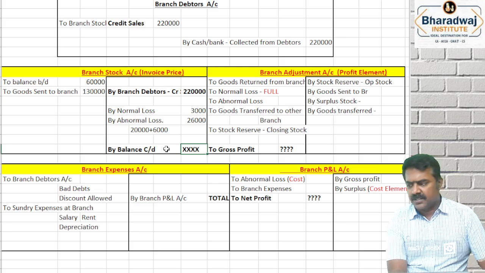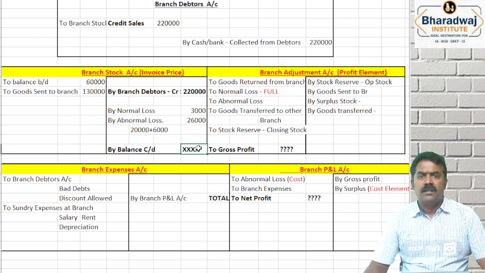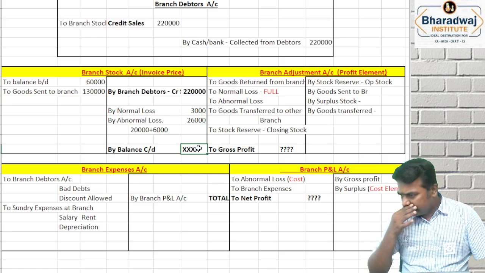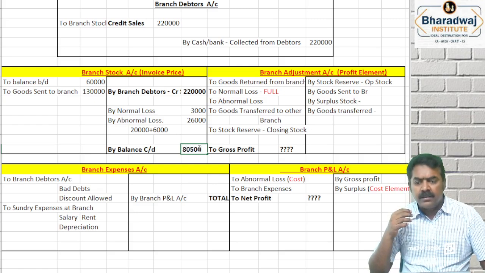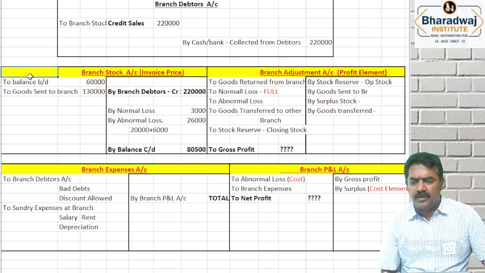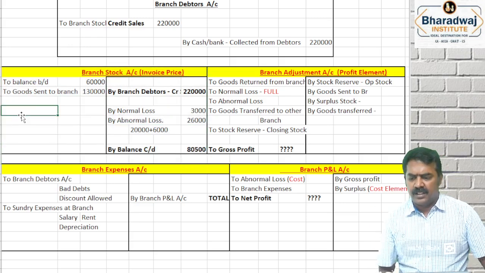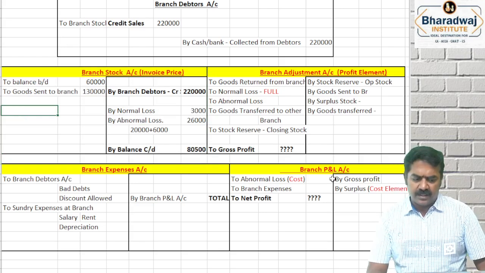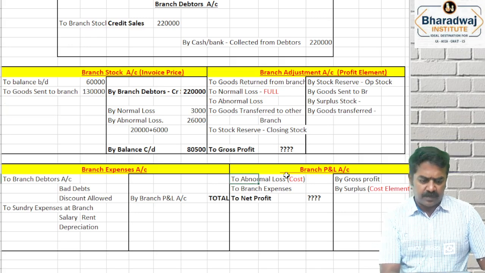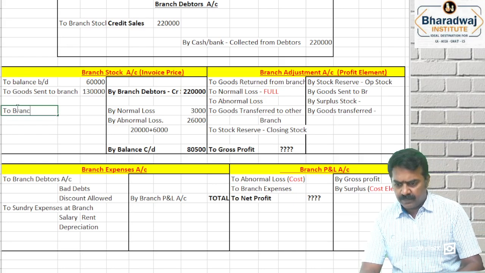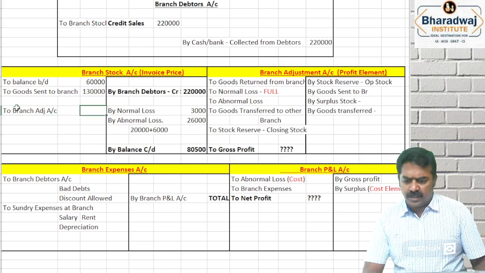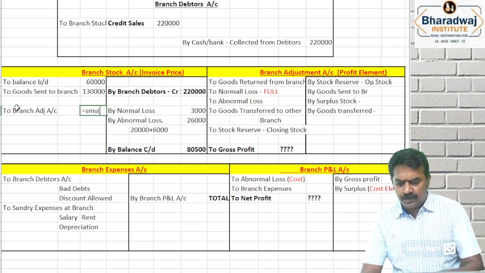Closing stock is given in the question. What is the closing stock given in the question? How much? 80,000. So what about insurance? Insurance will not come here. Stock account will work. Tally this. This can be taken as a surplus transfer to branch adjustment account. If there is a surplus, we can directly transfer to branch adjustment account also.